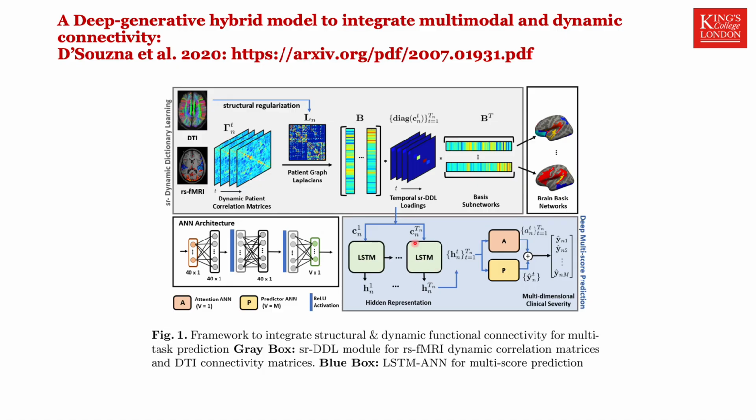And these functional patterns at the end of the sequence can then predict, for example, a multidimensional clinical severity score or some clinical variable of interest. You might predict that the patient has schizophrenia of a specific type or something like this. It also allows you to understand, for example, specific brain networks and brain connectivity patterns that might be clinically relevant.